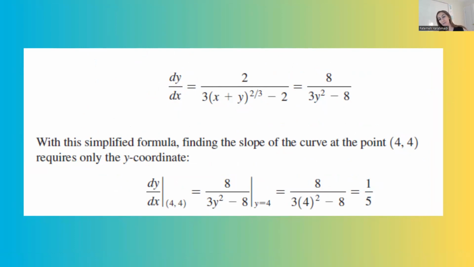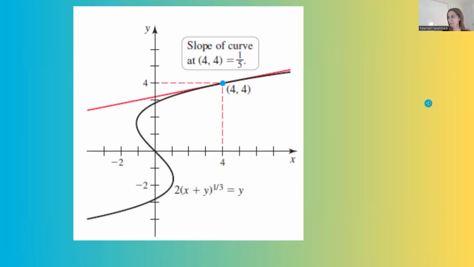As you can see, the slope is positive, so we expect to see an increase at that point. And once you graph the tangent line, this is the slope of the tangent line, 1 over 5, and this is the tangent line itself.